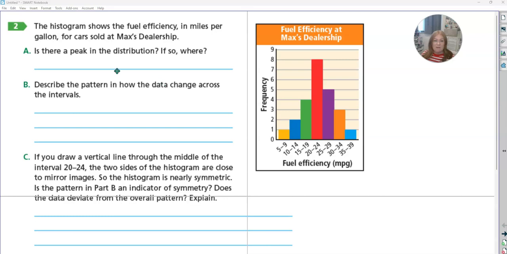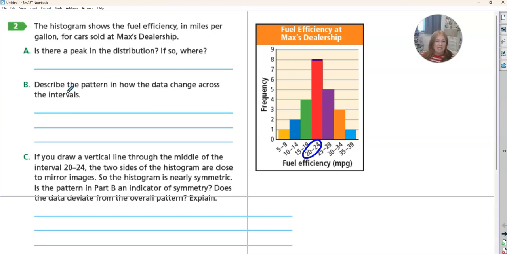So it wants to know if there is a peak. Remember, the peak is the top, like a mountain point. So the peak here, we can see that top point is all the way here. So here's the peak. It wants to know what group that is. So the peak is from 20 to 24.